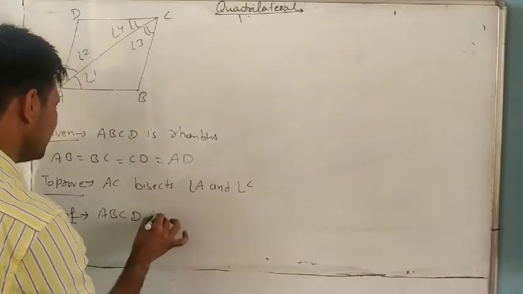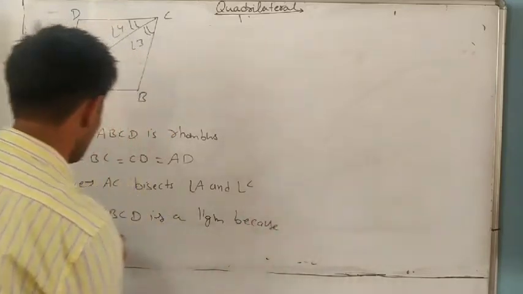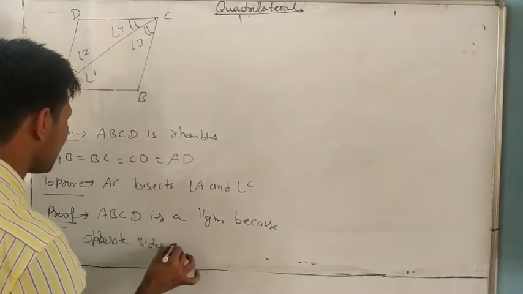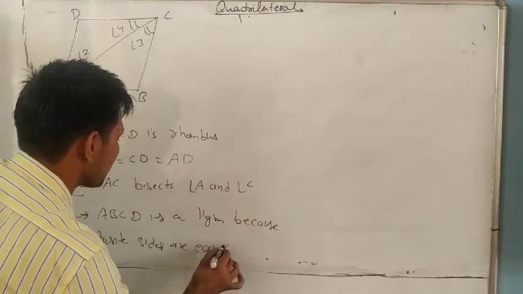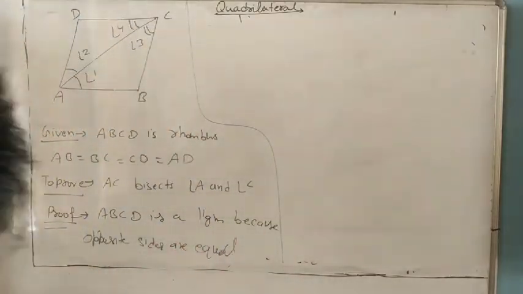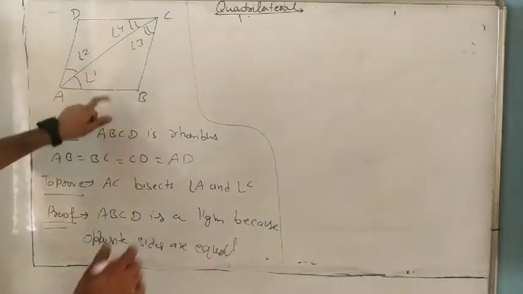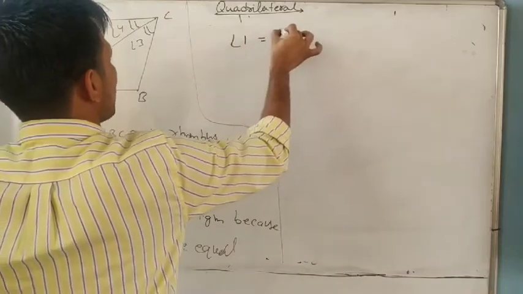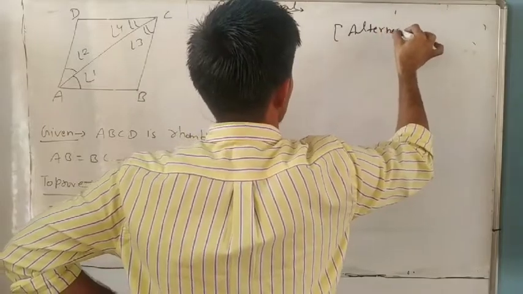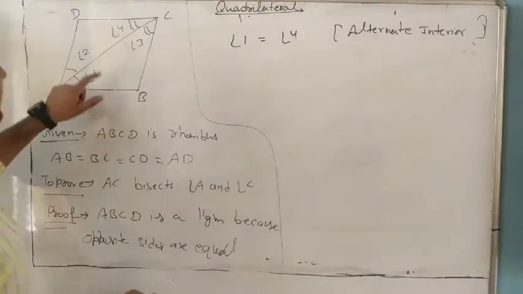Otherwise you can write: ABCD is a parallelogram because opposite sides are equal. This is the property of a parallelogram that everyone knows. Next, it is a parallelogram. If it is a parallelogram, it means angle 1 equals angle 4. Why? Alternate interior angles.